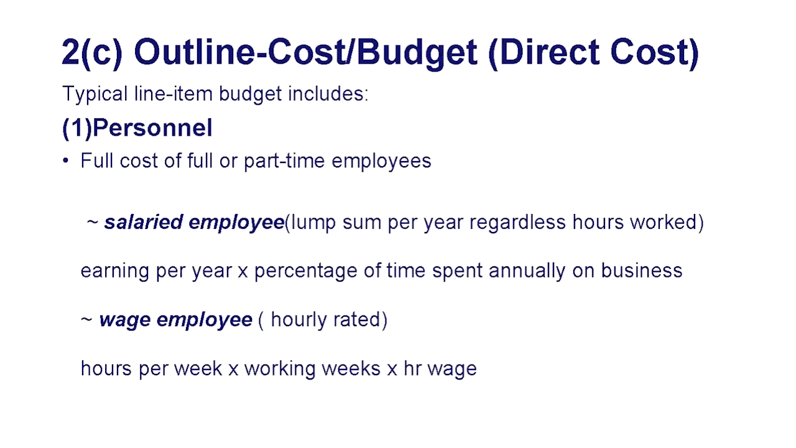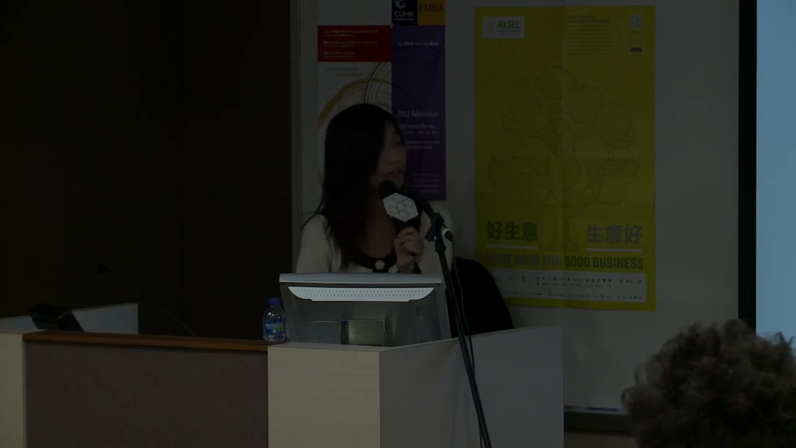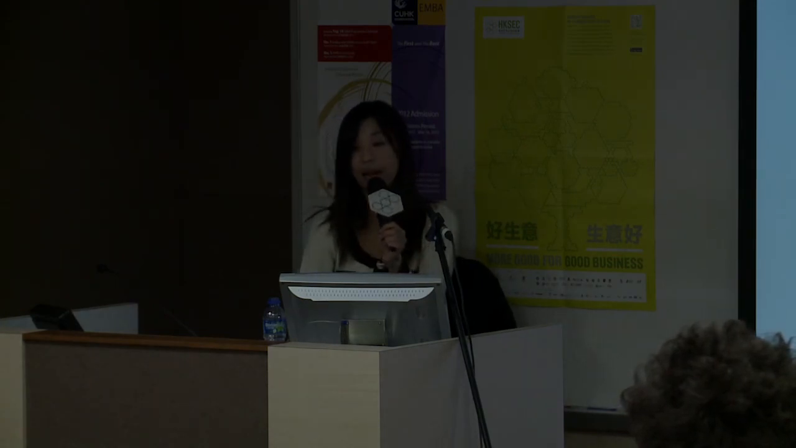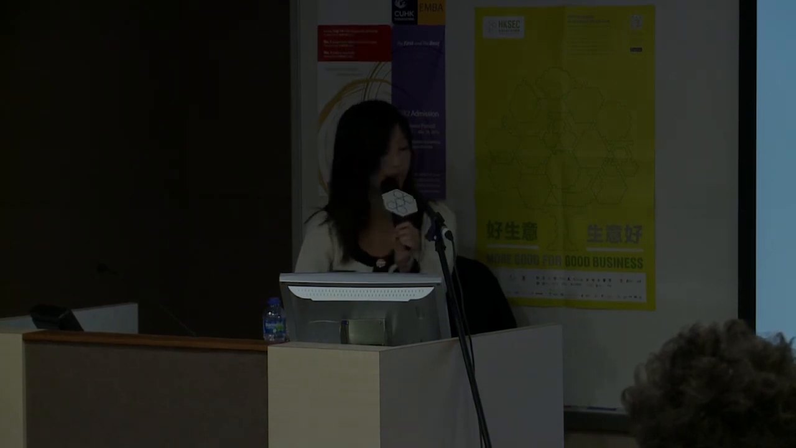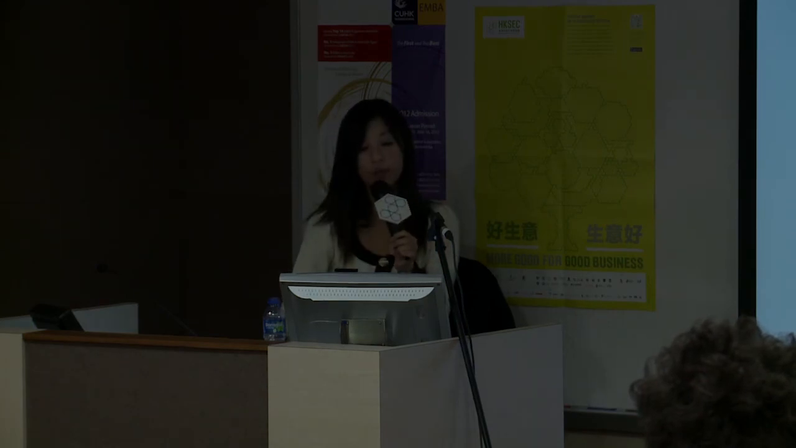So typical items for budget include the personnel: full cost of full-time or part-time employees. Salaried employees, regardless of hours worked: earning per year times the percentage of time annually spent on the business. How much time do they spend on the business? Wage employees, hourly rated: hours per week, working weeks, hourly wage, okay? Indicate these. These are the direct costs.